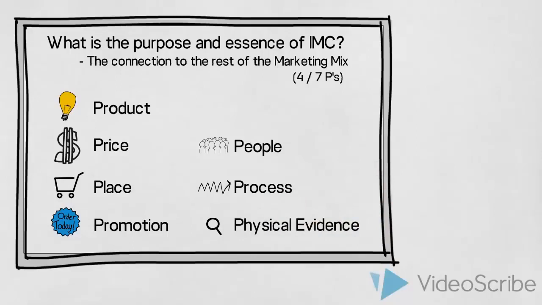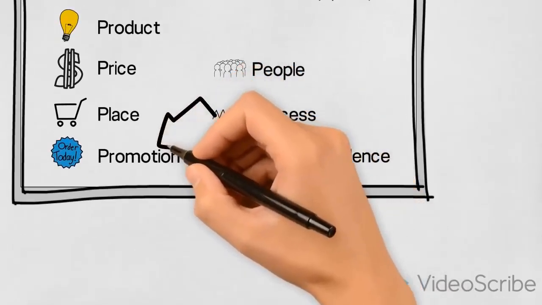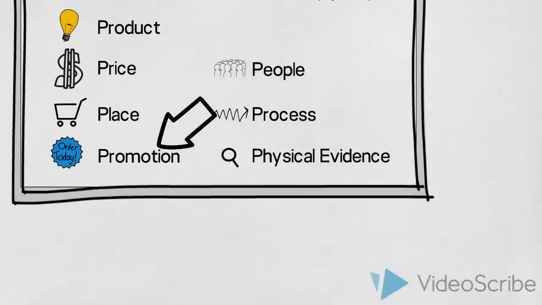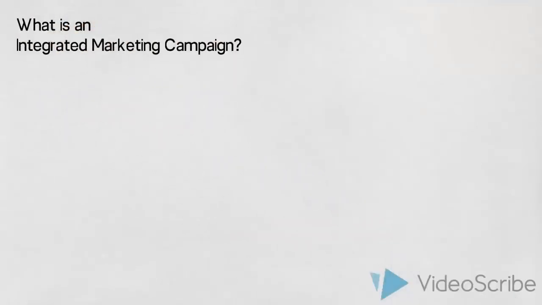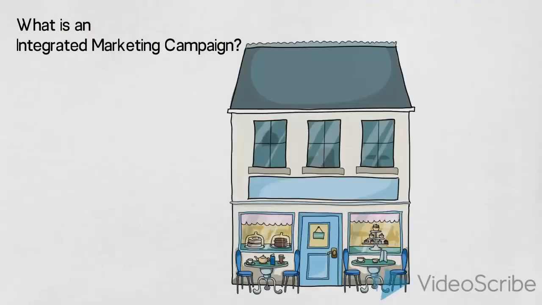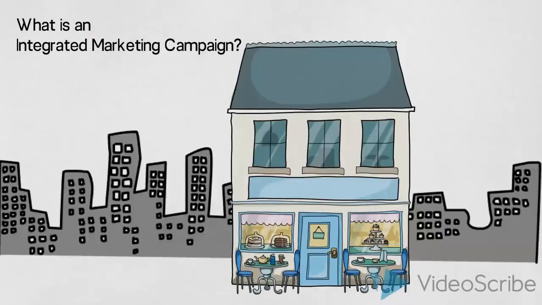None of the 4 or the 7 Ps should be decided on in isolation. However, promotion is the P which we will focus on in this video. So let us look at what an integrated marketing campaign is and why we as marketers need to know about it. We will use this cafe as an example.